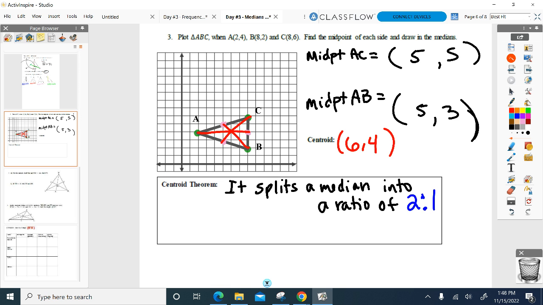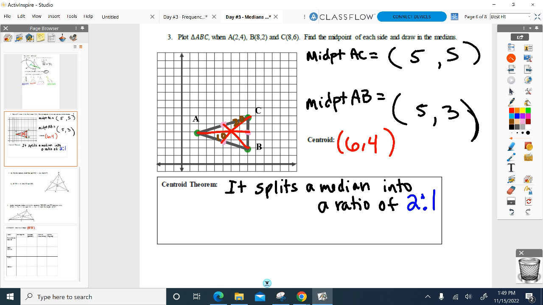All right, so what do I mean about this 2 to 1? Watch. Let's say this segment right here has a length of 16. The other side, 8. 2 to 1. A couple more for you. 20 here. Other side, 10.